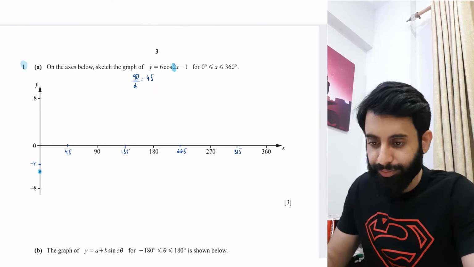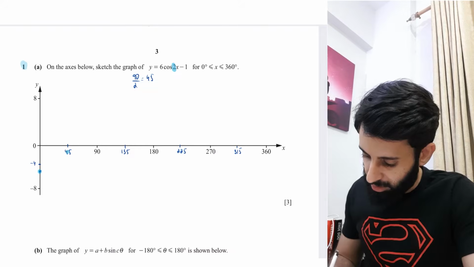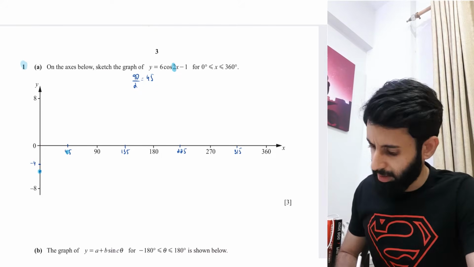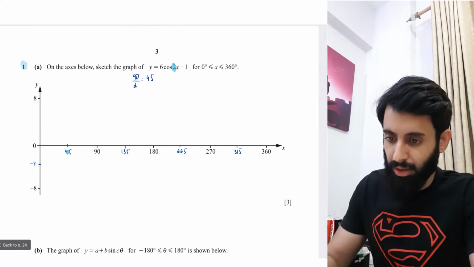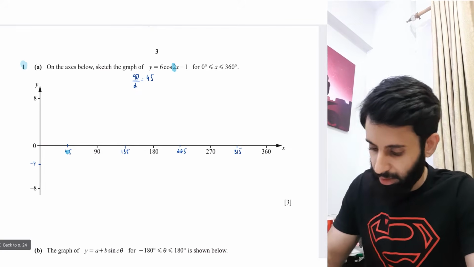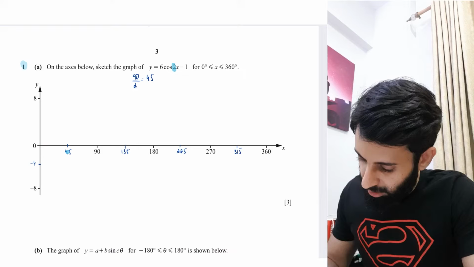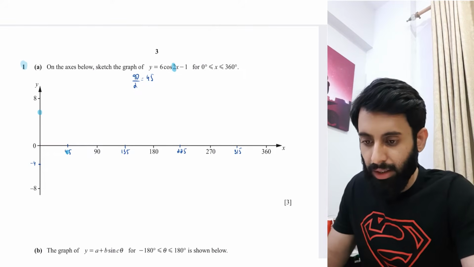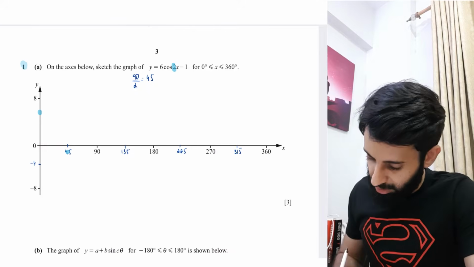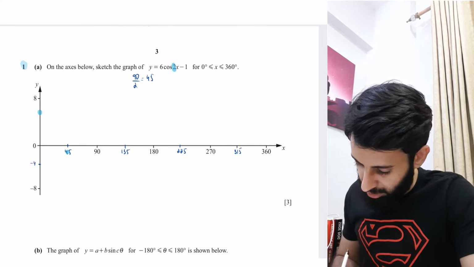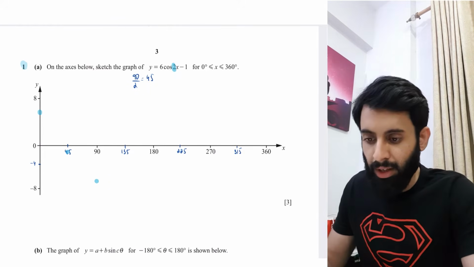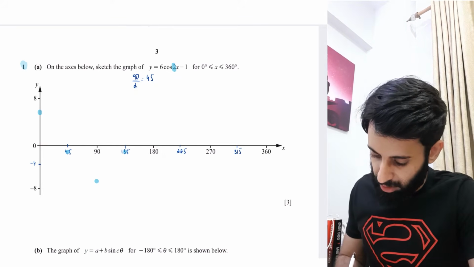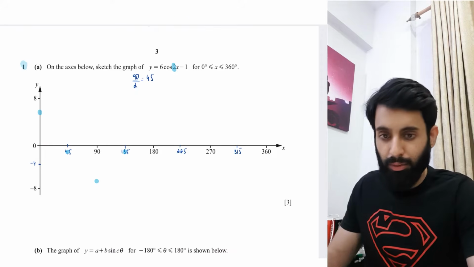Now at 45 we have minus 1, so that's going to be somewhere over here. At 90 we have minus 7. Oh, by the way, at 0 we didn't have minus 5, we had positive 5, so that's going to be somewhere over here. And then at 90 we have minus 7, so that's going to be just above minus 8, so probably somewhere over here. At 135 it's going to be minus 1, so that's just in line with the value that we had at 45.